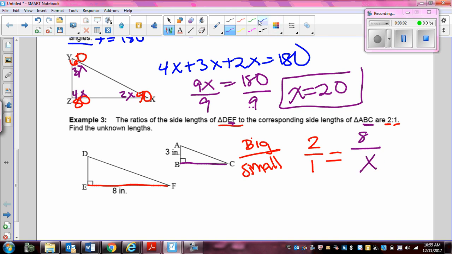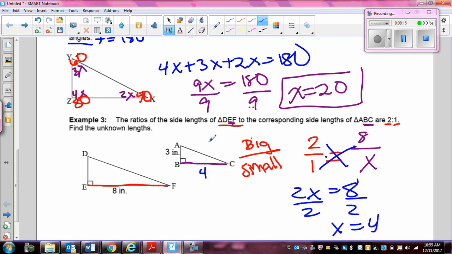And we can just cross multiply. 2 times x is 2x equals, put that equal sign there, 1 times 8 is 8. Divide each side by the number in front of your variable. x equals 4. We can do the same thing to find the other sides.